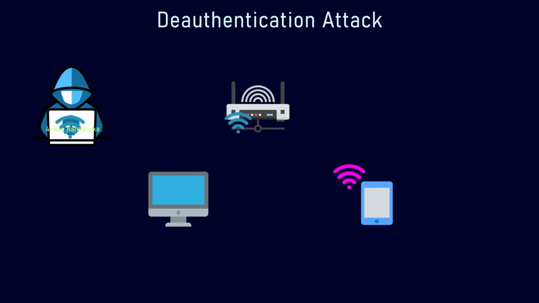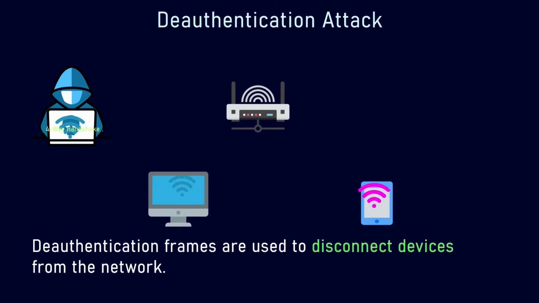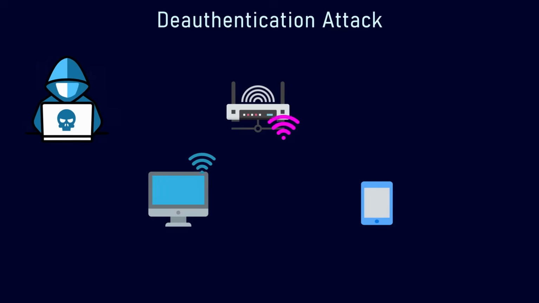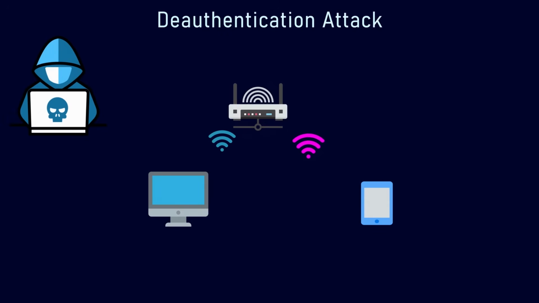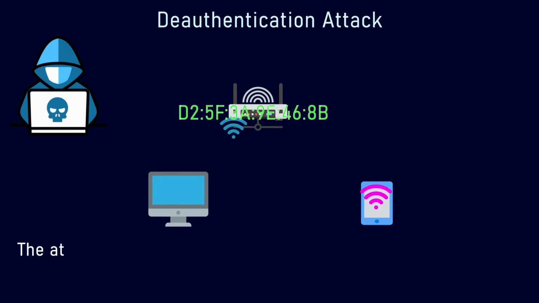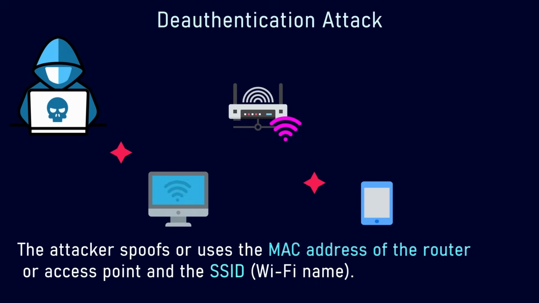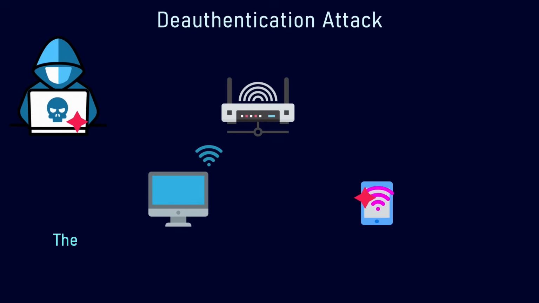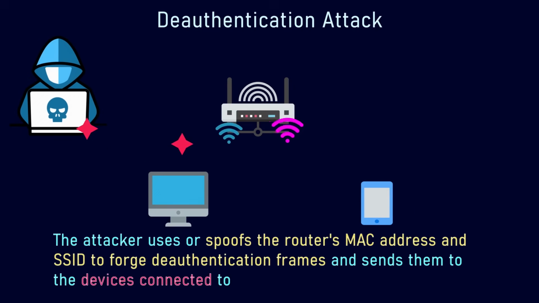De-authentication frames, as we discussed in the fundamentals section, are used to disconnect devices from the network. How a de-authentication attack basically works: the attackers pretend to be the router or access point by spoofing the router's MAC address and SSID or its name. They then send de-authentication frames to the devices connected to the network on behalf of the router. The attacker uses router's MAC address and sends de-authentication frames to the connected devices.